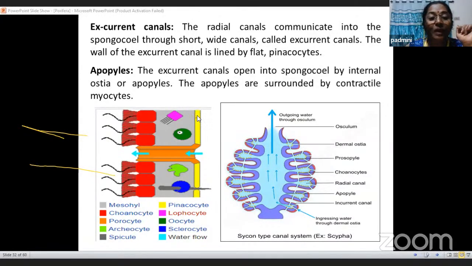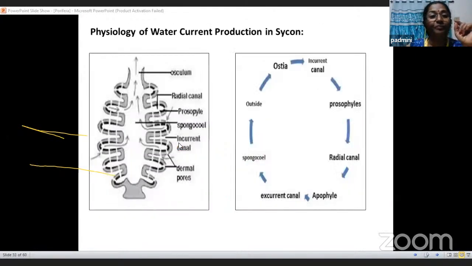Fine, thank you. Yeah, so this is flat cells. What is this layer called as? Pinacoderm. So this layer is a pinacoderm. This layer is called as conoderm. And what is the central layer over here? Mesohyal cells. Fine. So, physiology of the water current.